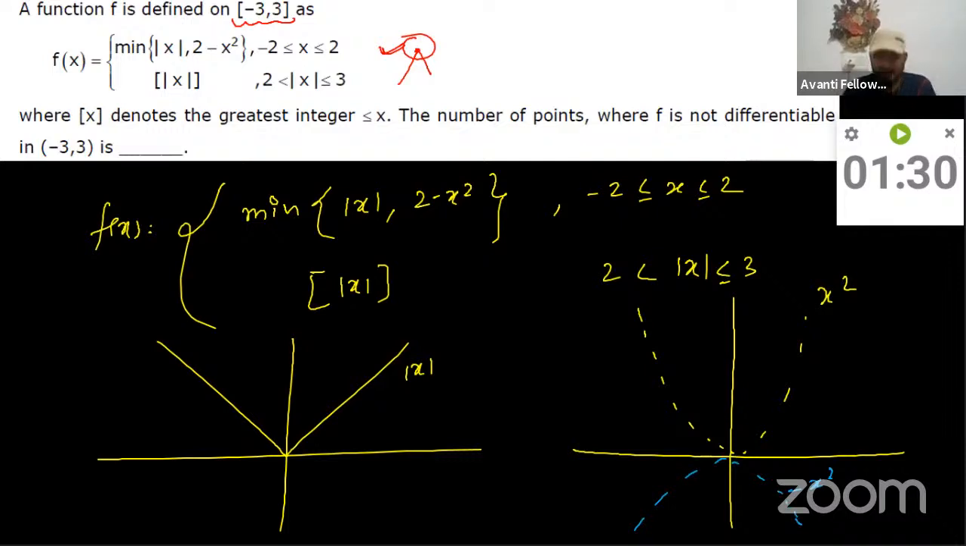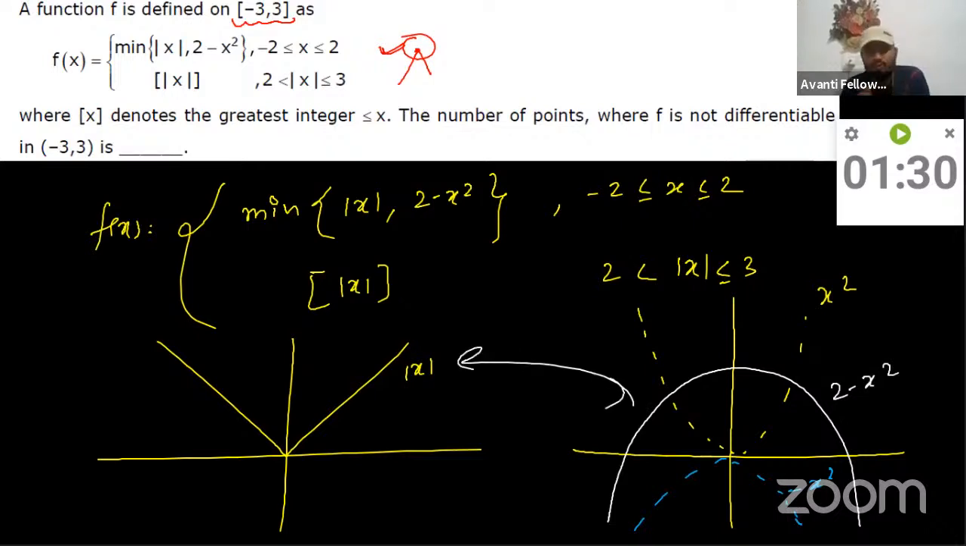Got it? 2 minus x square, which means the graph looks like this. The graph will be shifted 2 units upward. This will be the graph of 2 minus x square. Now we have to take the combination of these two graphs between -2 to 2, because your x is from -2 to 2. So from -2 to 2, if you draw the graph, let's say this is the graph.